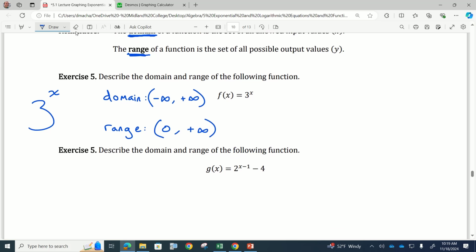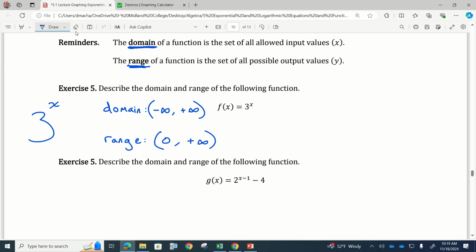In the next question, with 2 raised to the power x minus 1, minus 4, what's the domain of this function? Yeah, it's the same thing.